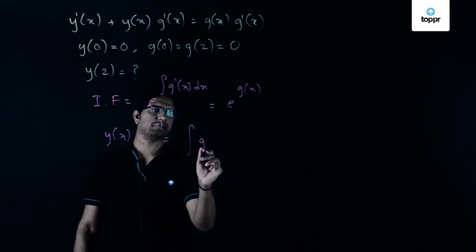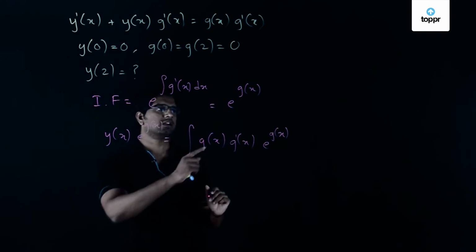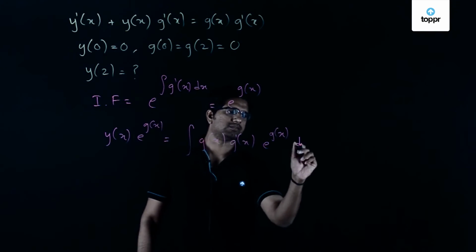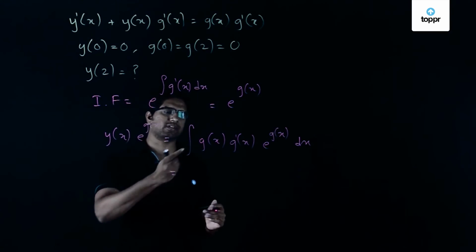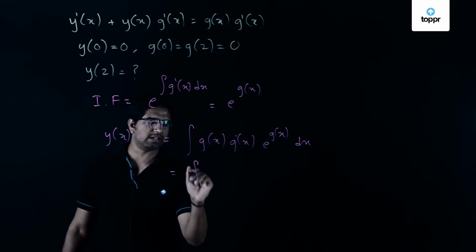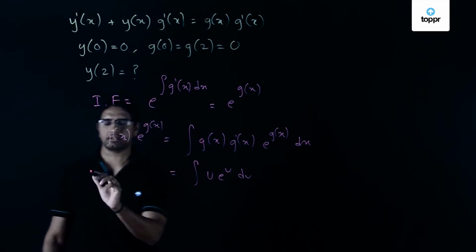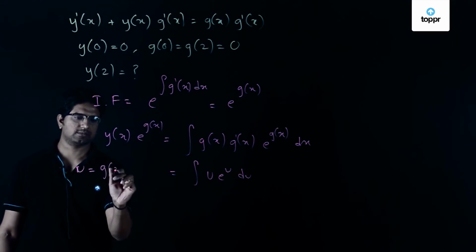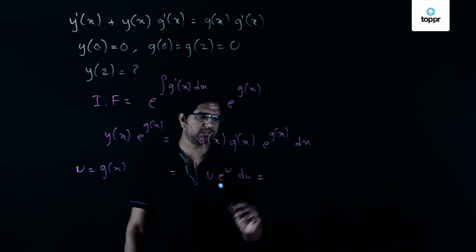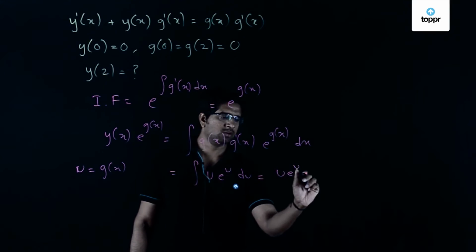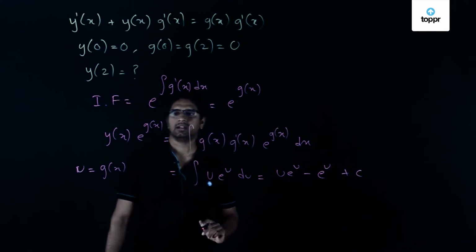The integral of the RHS happens to be g of x times g prime of x times e power g x dx, since we are multiplying by the integrating factor on both sides. This integral is not very difficult to evaluate because one can make the substitution that g of x is equal to u. Then this becomes the integral of u e power u du. We know this is equal to u e power u minus e power u plus c.